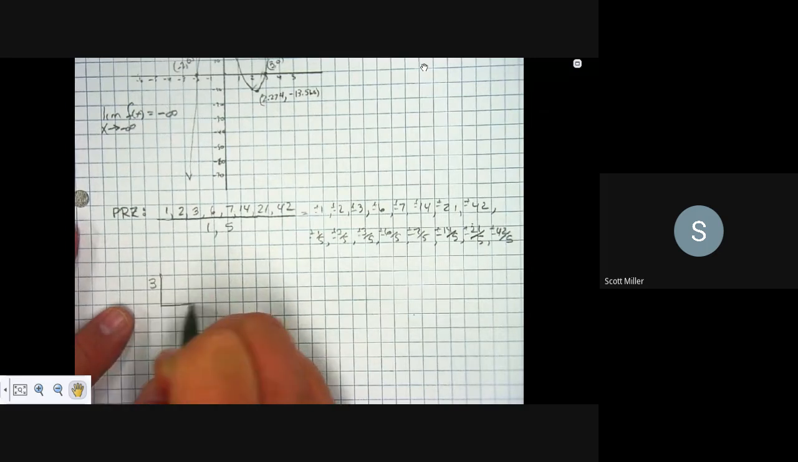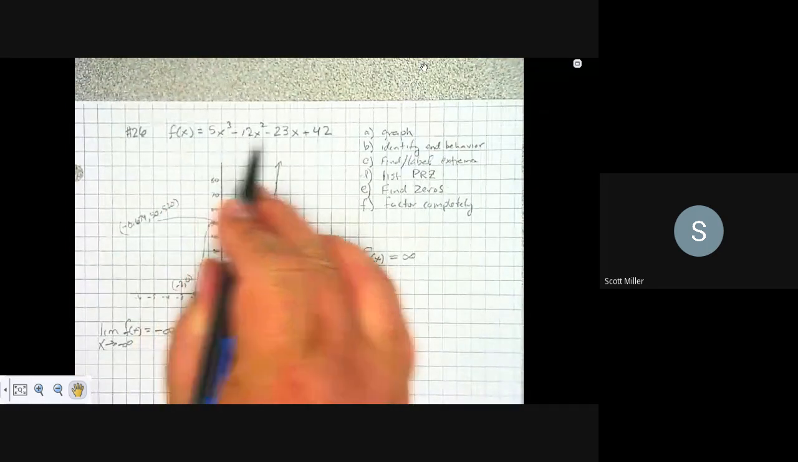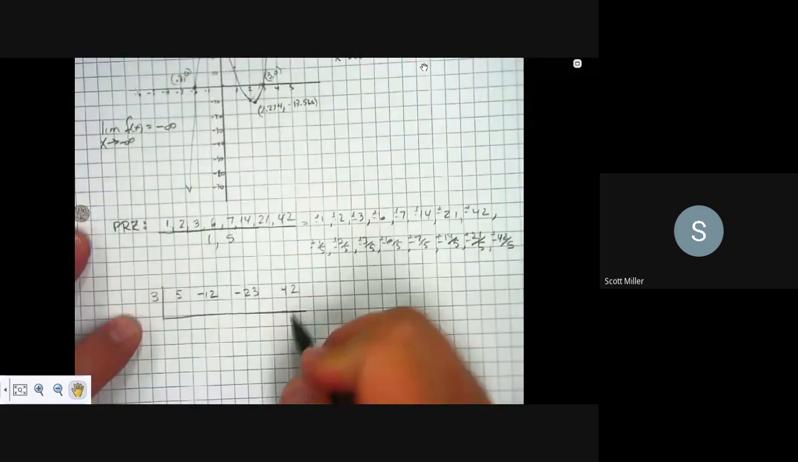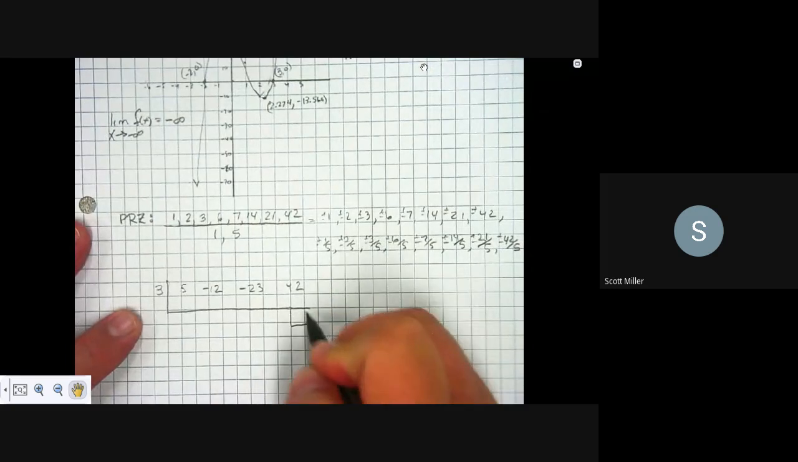I need 2 rows. The coefficients are 5, negative 12, negative 23, and positive 42. And as I showed in the video, the last one down here gets a box underneath. This is where the remainder is going to go. And if all goes well, that number will be 0.